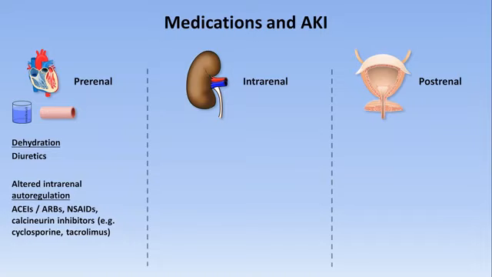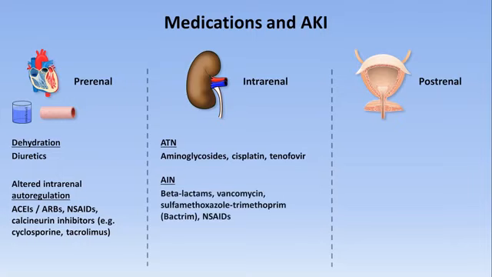Drugs that fall into the true intrarenal category include those which directly cause ATN. Aminoglycosides are particularly infamous for this, but the chemotherapeutic cisplatin and the antiviral tenofovir both belong here as well. Regarding AIN, or acute interstitial nephritis, many drugs have been implicated as potential causes for this condition, but most commonly are beta-lactam antibiotics, vancomycin, the combination drug sulfamethoxazole trimethoprim, marketed in the US as Bactrim, and NSAIDs also fall here as well.